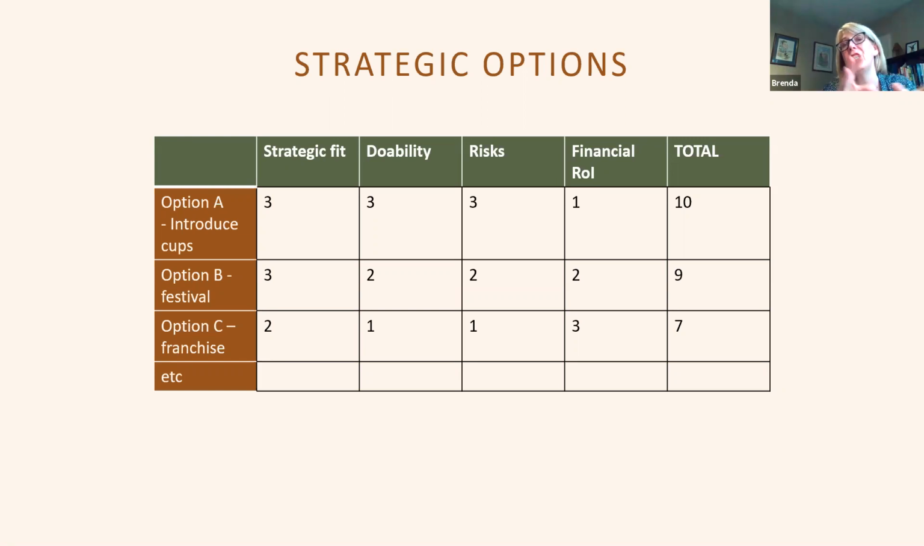So you could have as many categories in here as you want and just rank them, 3 being the best to 1 being the lowest. Then if you add it up, it should become clear which option is the best option to follow. I would do this with a team of people and get a really good discussion around them all.